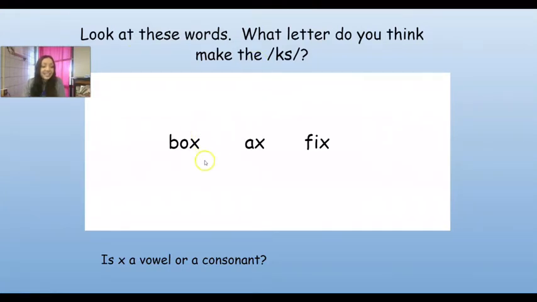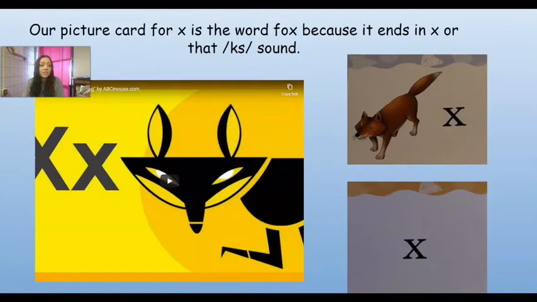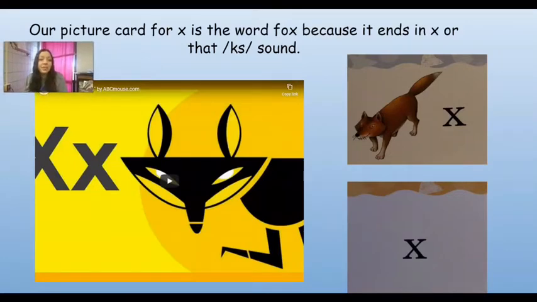That's right, it's the letter X. Okay, and we know X, is it a vowel or a consonant? It's a consonant, very good. So if we wanted to sound these words out, we would say ox, box, very good, axe, axe, and ix, fix, good job. All right, so our picture card for X is going to be the word fox because it ends in the x sound, okay?